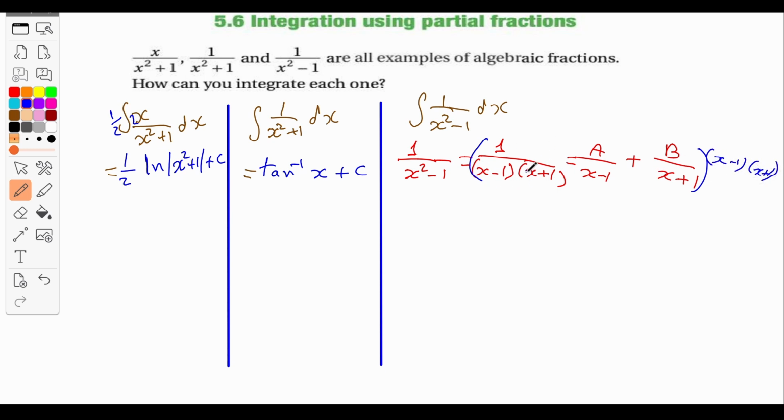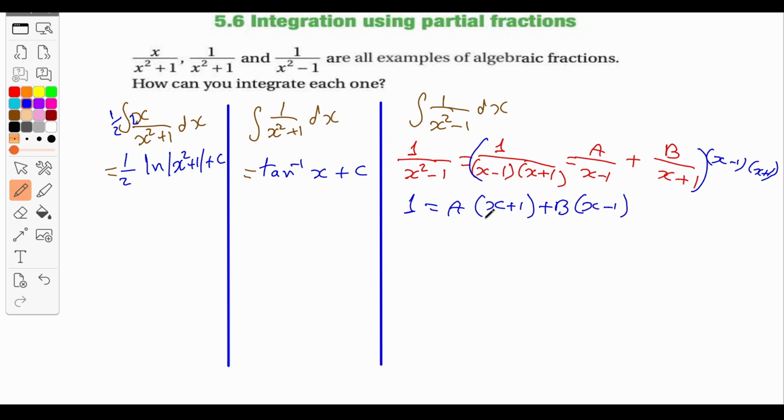So the left hand side, multiplied by x minus 1 times x plus 1, the denominator will be cancelled, so the left will be just 1. For the right hand side, the algebraic fraction multiplied by x minus 1 times x plus 1, the x minus 1 and the x minus 1 will be cancelled. It will be a times x plus 1 plus b. If we do the same thing, b will be multiplied by x minus 1.